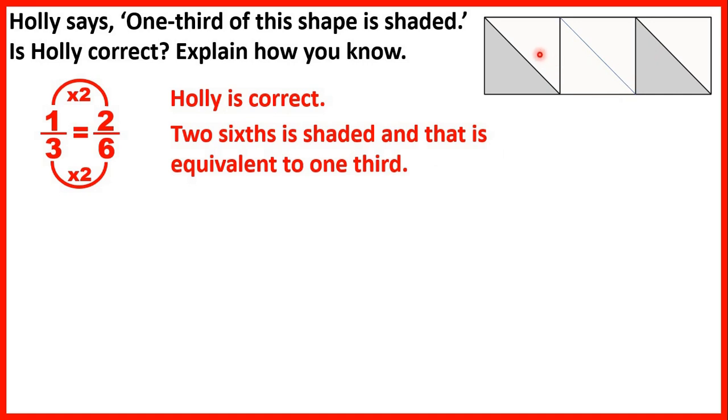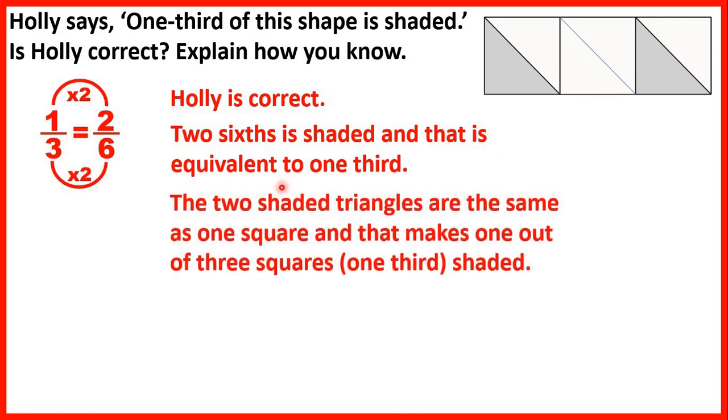The other way of working out this question is to spot that the 2 shaded triangles are the same as 1 square, and that makes 1 out of 3 squares, so 1/3 shaded. This triangle here that's shaded, if we rotated it, is the same size as this triangle here that's white. So moving this shaded piece over here would mean that we had 1 whole square shaded and 3 whole squares altogether, so that would make 1/3.